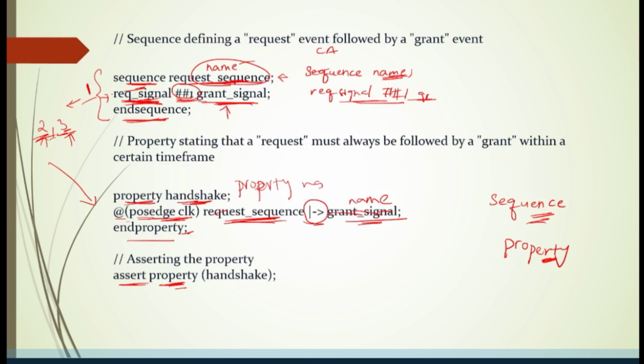Now you write the sequence, you write the property, and then you assert the property. Asserting the property is nothing but execution of this particular assertion. So execute this particular handshake. This handshake consists of the request sequence and the name sequence, so inbuilt, these two sequences will be asserted. That means the logic behind these two will be asserted. Clear? So this is how you will write the concurrent assertion.